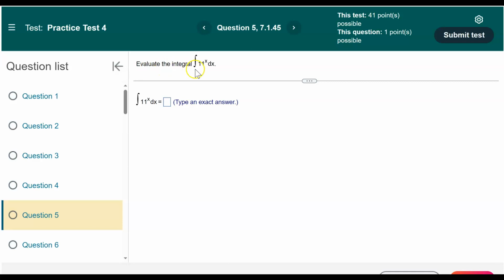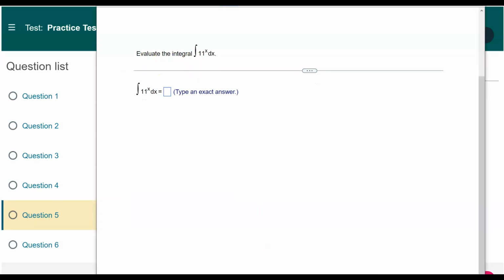Next, let's evaluate the integral of 11 to the x. So to evaluate this, let us recall that the integral of a to the x, or a to the u in general, a to the u du, is just equal to 1 over ln a, ln of the base here, times a to the u plus C. So in other words, the integral here is just equal to 1 over ln a, our a is 11, ln 11, times a to the u, 11 to the x, plus C.